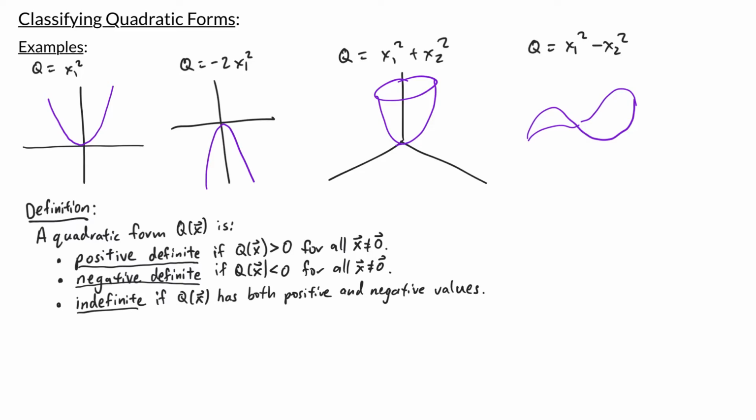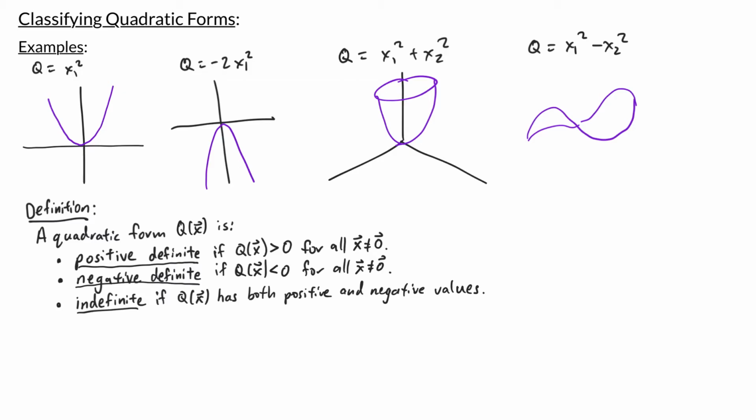Finally, we say that the quadratic form q of x is indefinite if q of x has both positive and negative values. So an example of that is our hyperbolic surface q equals x1 squared minus x2 squared. On these tips, we have that the output is positive, while down here, the outputs are negative.